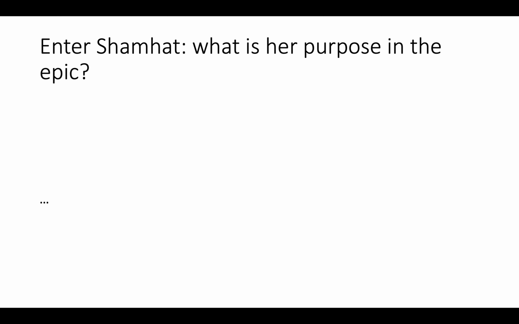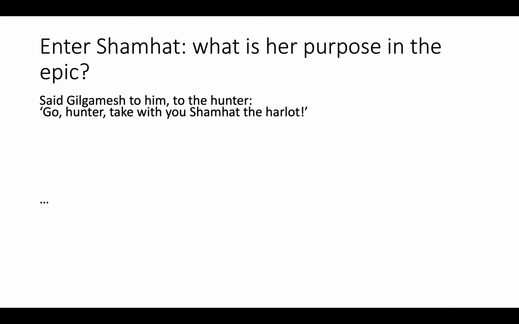So we get to meet a new character who's going to help solve the problem of Enkidu. This is kind of interesting how the narrative is structured. Gilgamesh poses some sort of problem. We get a new character, Enkidu, who's supposed to solve that problem. Now Enkidu has a problem, and we enter a new character, Shamhat. So what is her purpose in the epic? She's going to solve the problem of Enkidu.